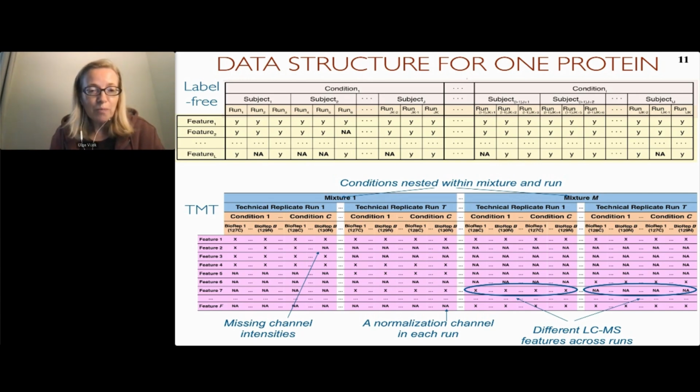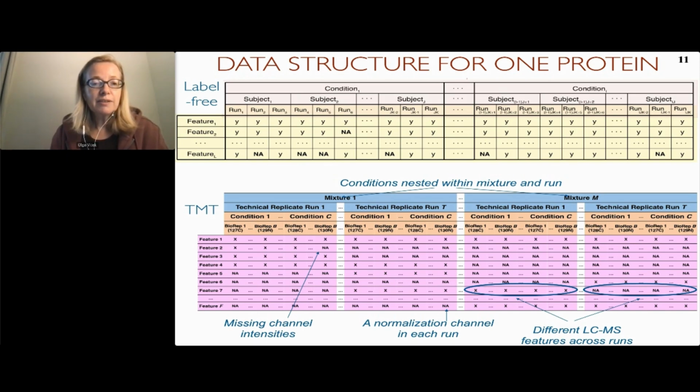If you look at the top grouping, the blue part is the mixture. So the mixture groups, and mixture, first of all, can have multiple mass spectrometry technical runs, right? So multiple injections of the same mixture. And then within each run, we have multiple reporter ion channels, which can have multiple conditions. And then within each condition, we can have multiple biological replicates.